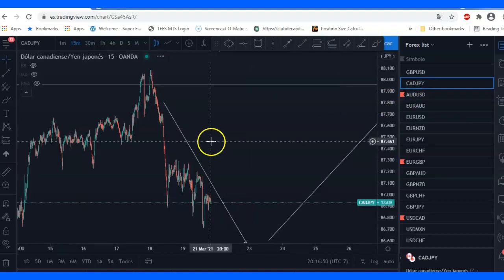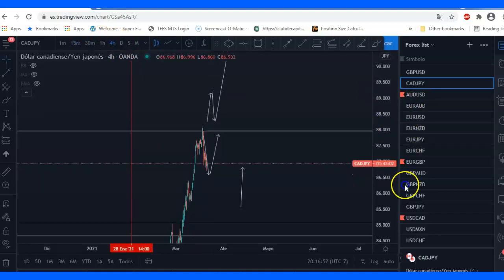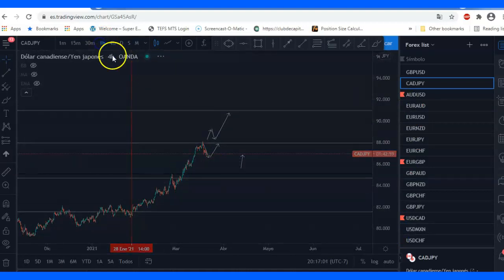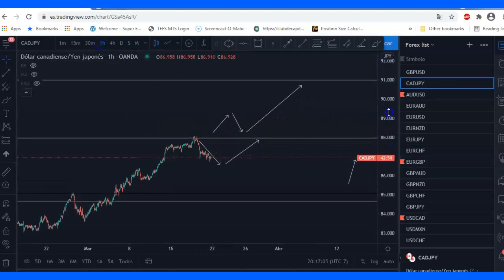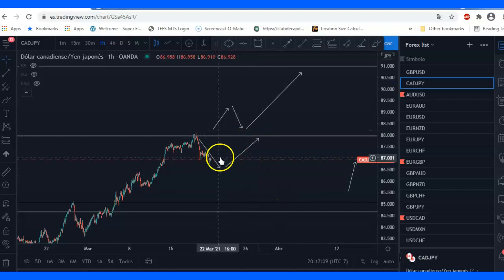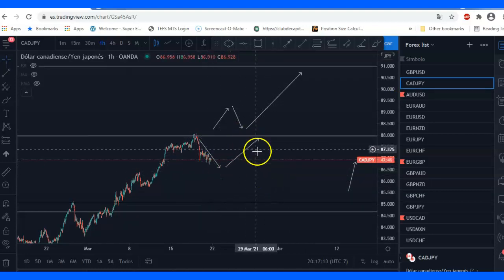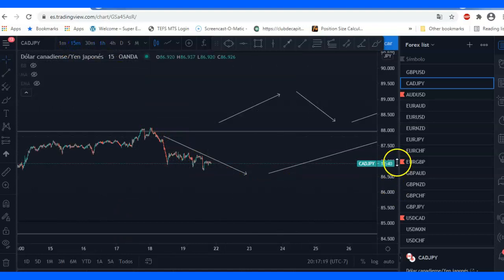CAD JPY. All right, where are we right now? In the daily, we're right here. So I am waiting for the market again to go and retest that zone again. But it might not, so it all depends on what happens. The market is going to tell us. Again, you can do exactly the same thing. Go to the 15 minutes here.